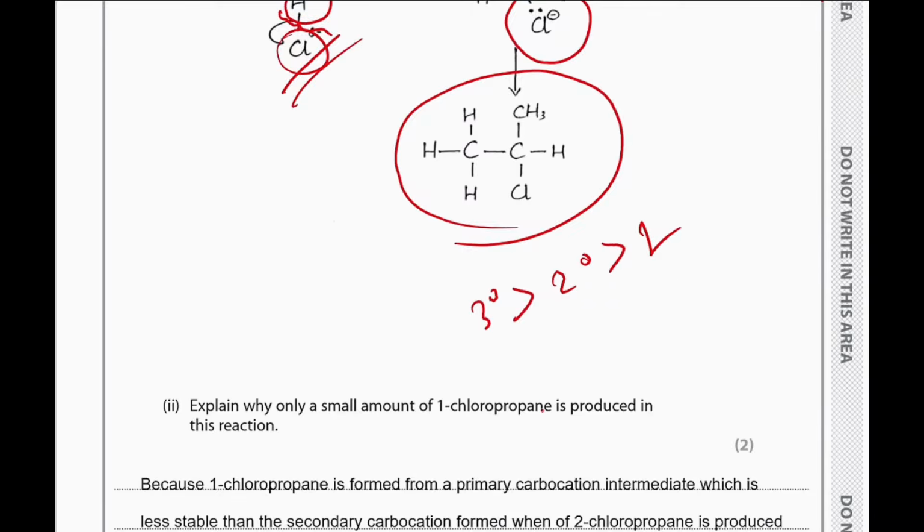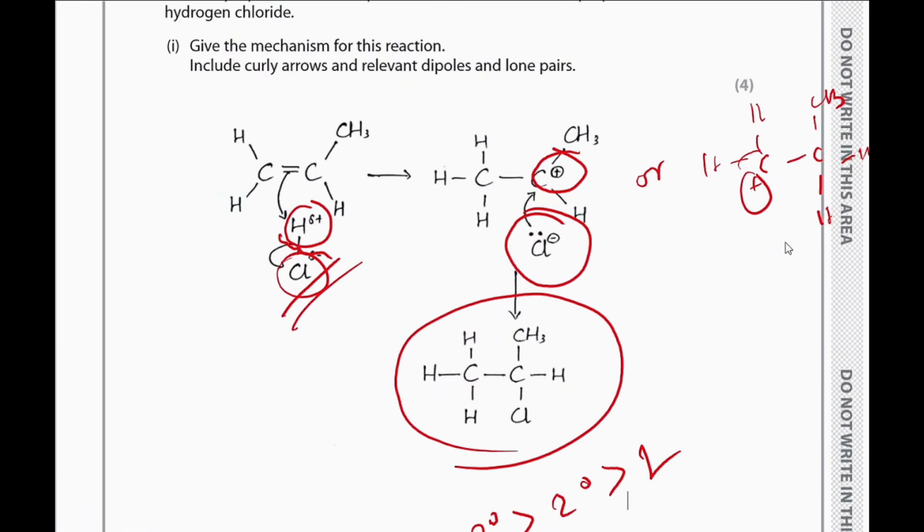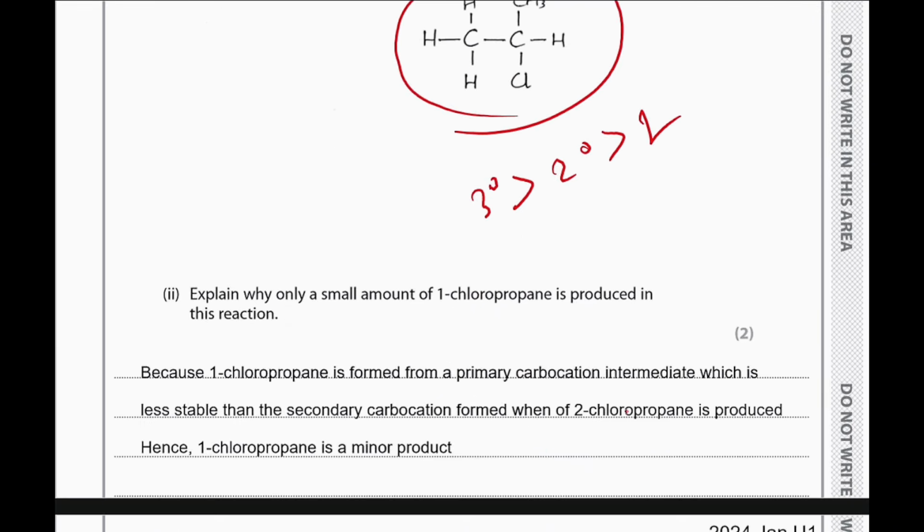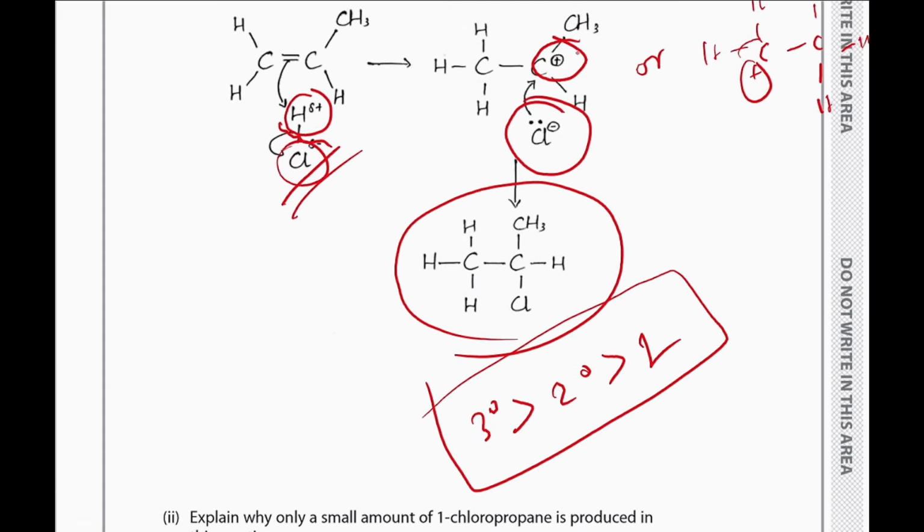Now, why is 1-chloropropane produced in this reaction in very small amount? Because in simple words, the second degree carbocation which has been produced here, compared to here, this is also produced, but they did not show you here. But this is also produced, but this is a first degree carbocation.